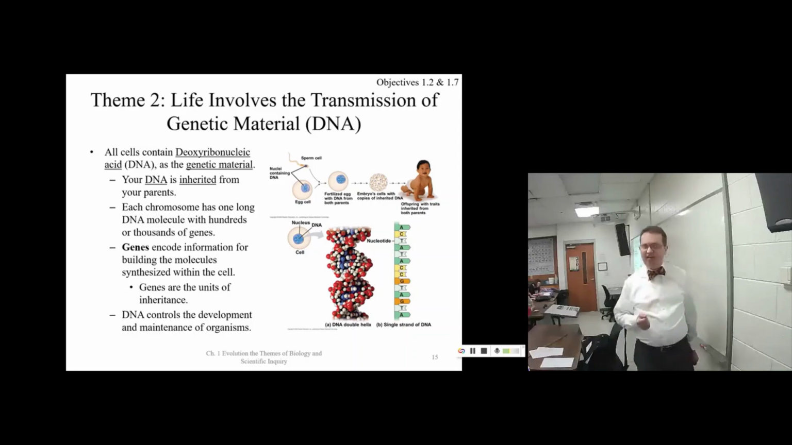Now, these genes are encoded information. Kind of like the files on our computer. Each of them has information. There's some information that we have stored. We store it in DNA in the form of a gene. Each gene is like a file.